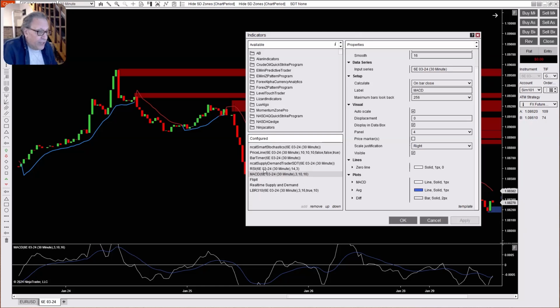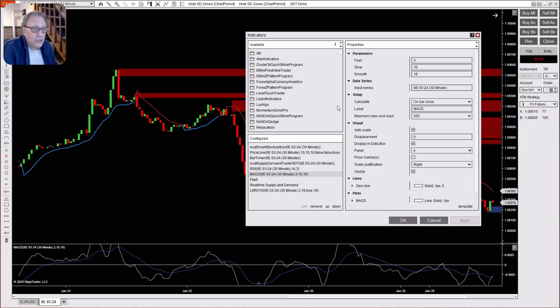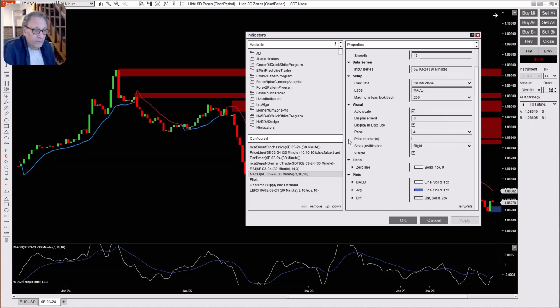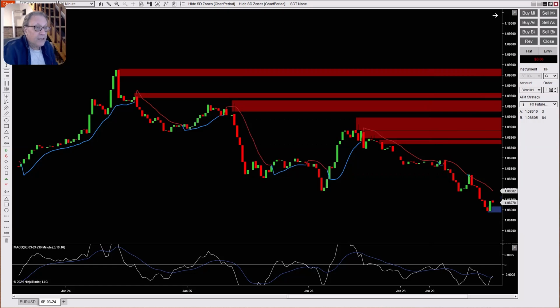Here is my indicator window. I use the native MACD, and depending on the time frame of the chart, it's going to load it up. I change my fast to 3, my slow to 10, and my smoothing to 16. I also make my zero line white. It's right at the 0. I use white for my MACD, and the average, which is the trend following line, I change to blue. Okay? Now let's see what that looks like.